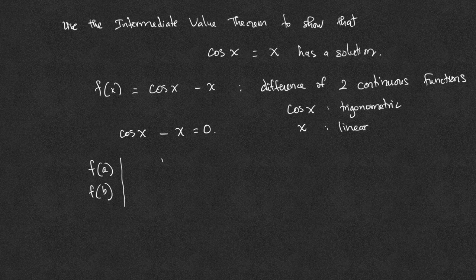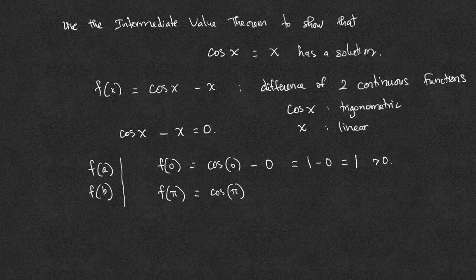If we try x equals 0, f of 0 is cosine of 0 minus 0, but cosine of 0 is 1, thus f of 0 is positive. Now, this is a trigonometric function, so we will try pi or pi over 2. Cosine of pi minus pi. Cosine of pi is negative 1. Minus pi is minus pi. Negative 1 minus pi is a negative number.